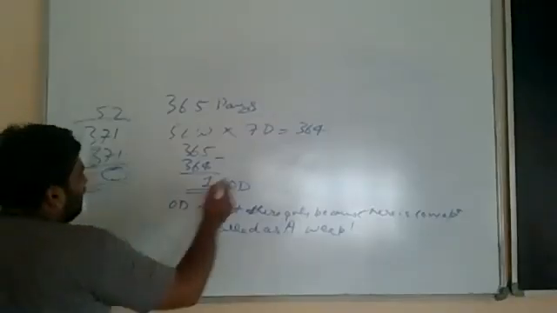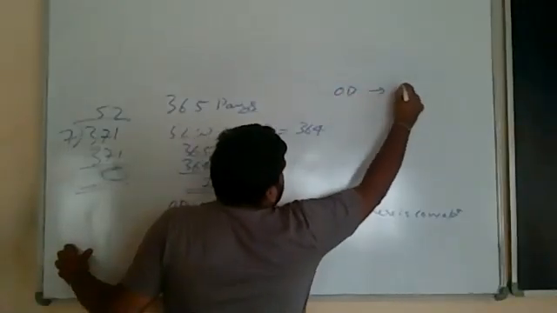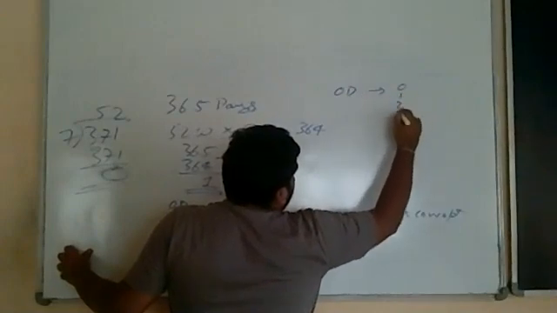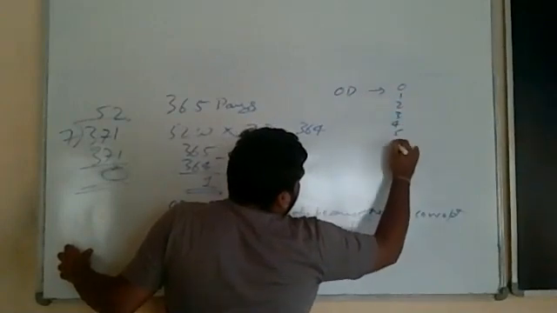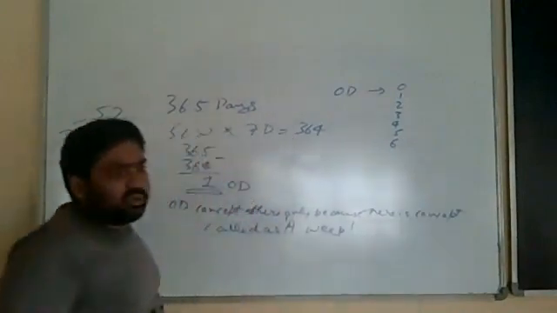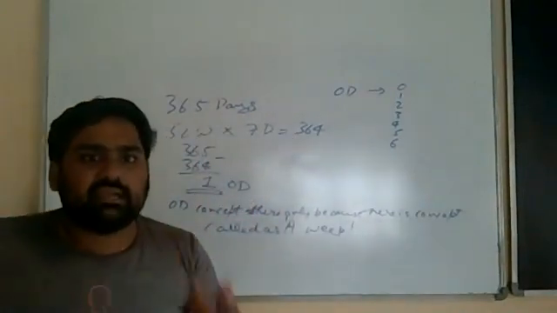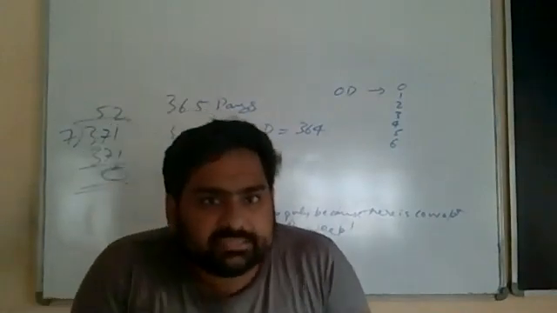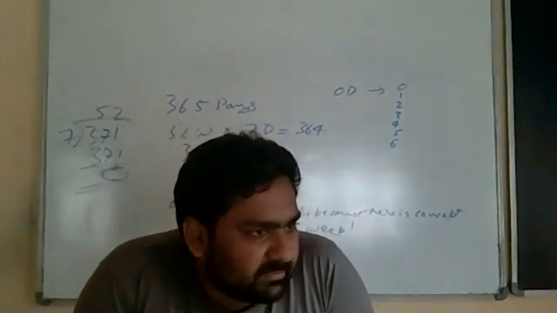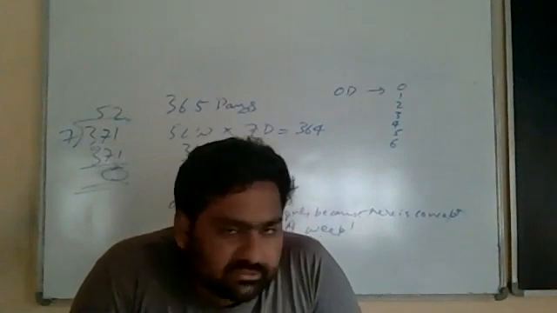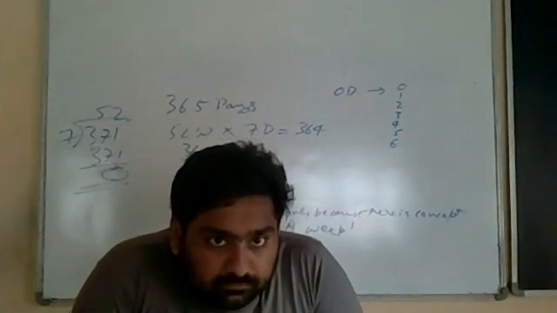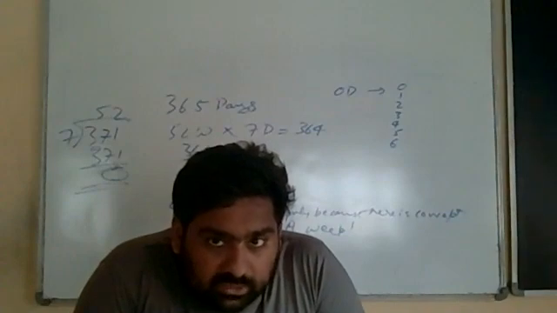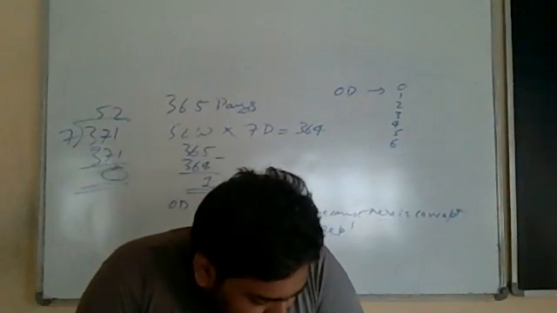Yes, sir. So odd days can be 0, 1, 2, 3, 4, 5 or 6. It can never be 7. Why? Because when dividing by 7, a remainder of 7 is not possible. Is it not so? Basic concept of division: the remainder should always be less than the divisor. Is it not so? Clear? Concept is clear? Yes, sir.